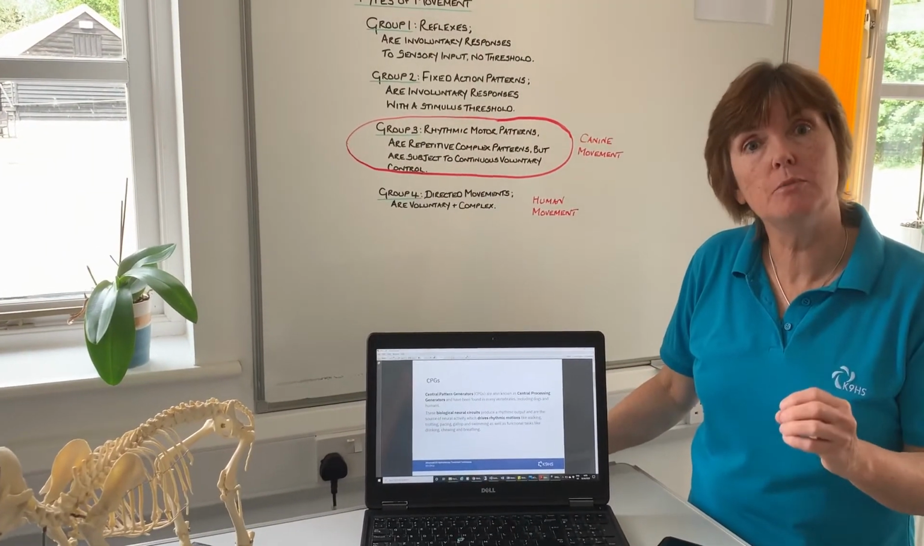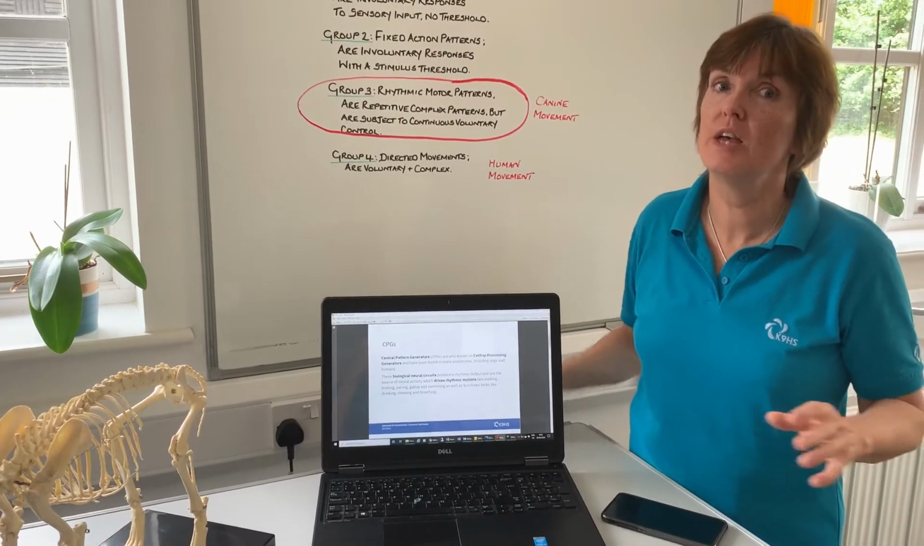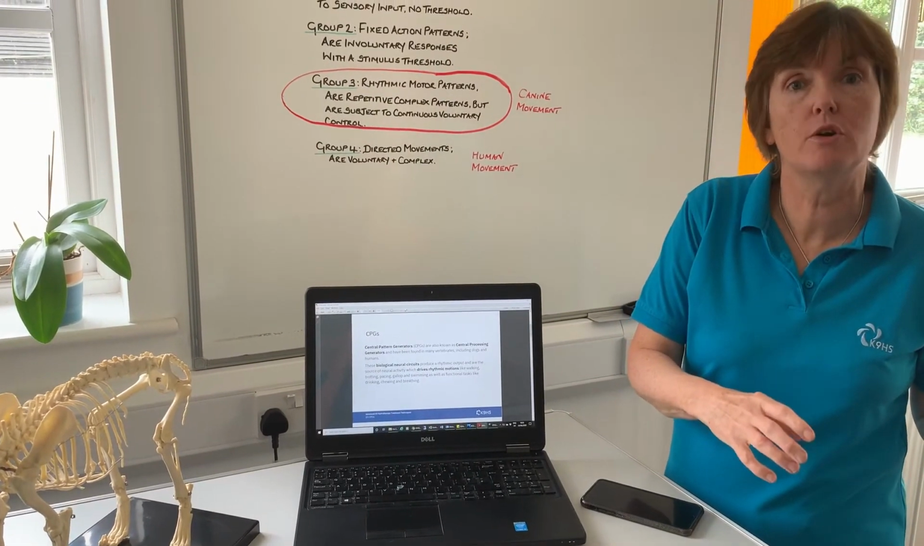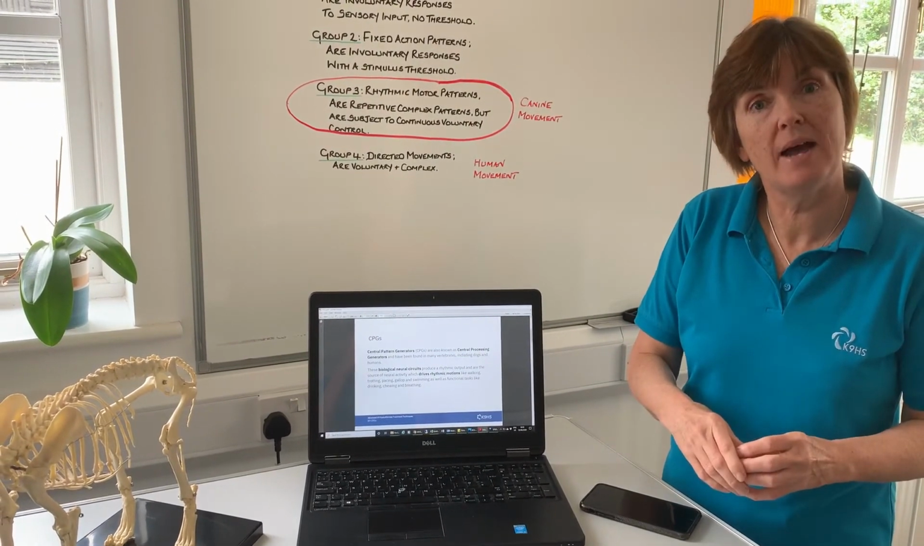Whereas their pyramidal pathway, which is their B road, their smaller amount of movement that they call upon, are learned movement patterns.